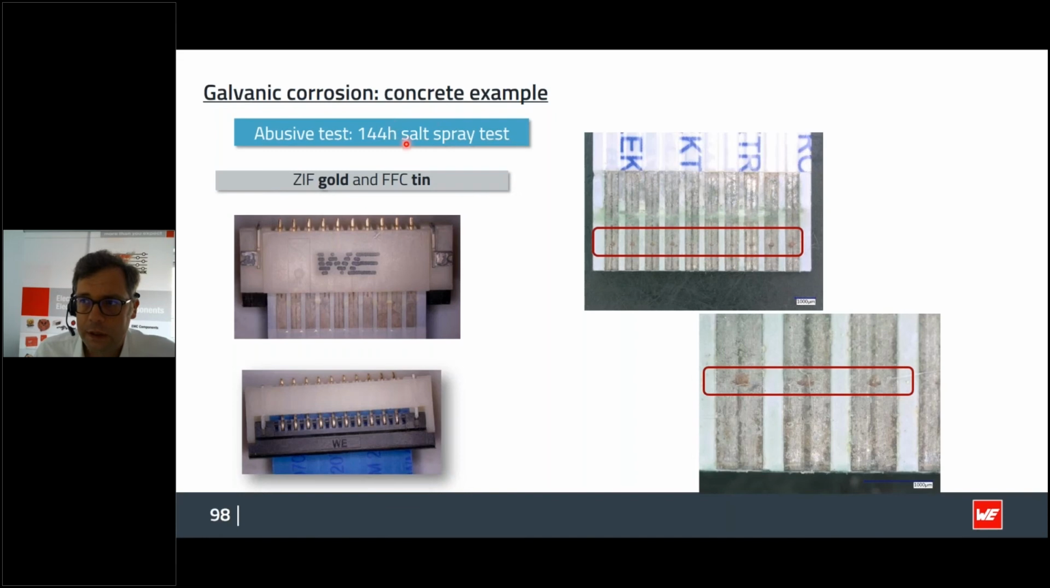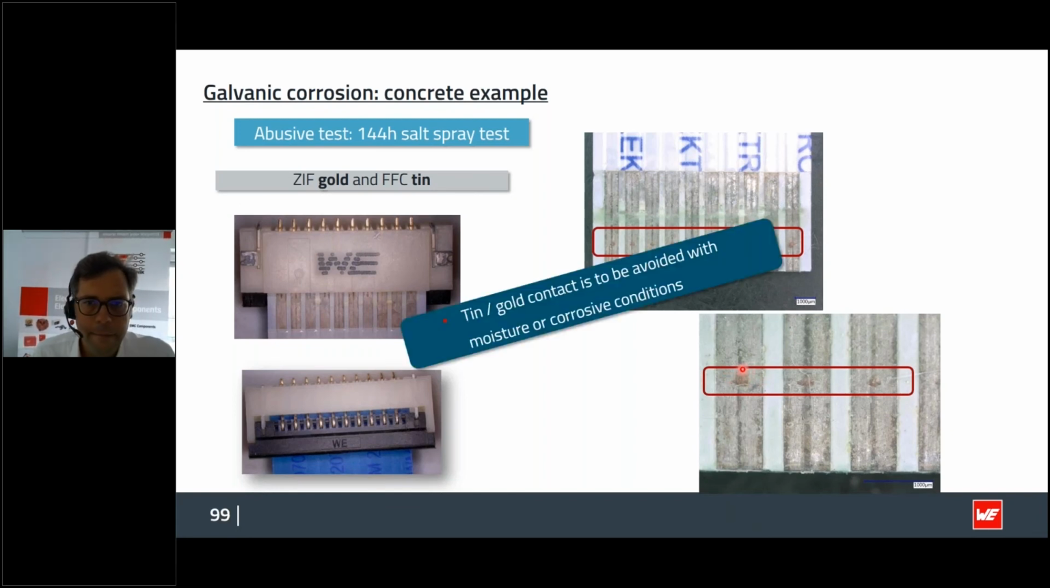You've got salt spray, it's an addition of water, and salt is a medium, and in combination with a higher voltage that gets applied, in this case 1 amp per pin, it's an explanation why you have this reduction of the tin.